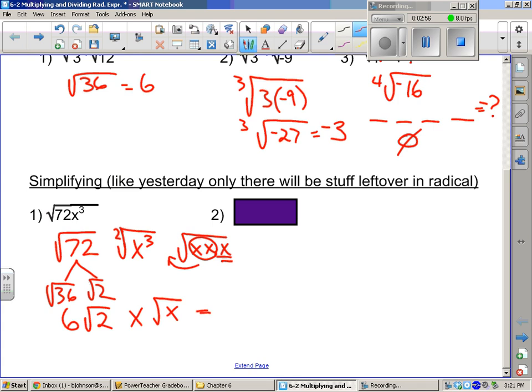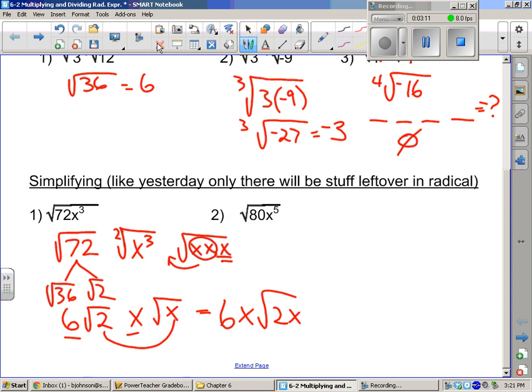Now you can put your outsides together to make 6x. And you can put these 2 together by the rule we just learned. And we'll leave it as 2x under the radical. That's pretty cool. Alright, let's try another one.